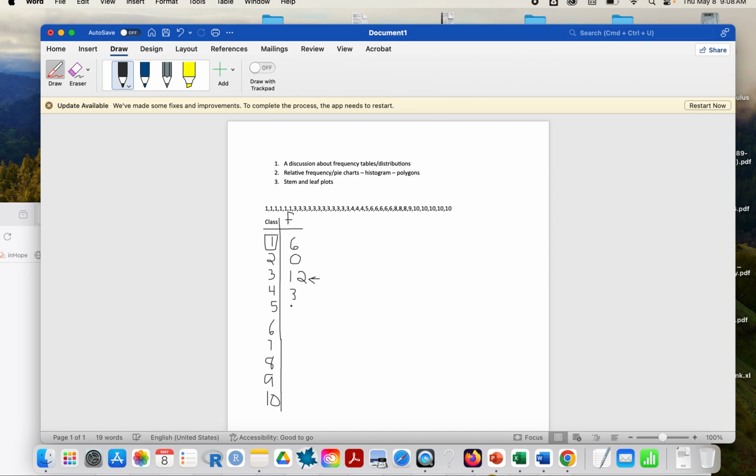We have 1, 5. We've got 1, 2, 3, 4, 5, 6s. We have 3 8s, but we don't have any 7s. We have a 9, and then we have 5 10s. Forgive me. And so when we sketch out the histogram, we're going to make our axes.